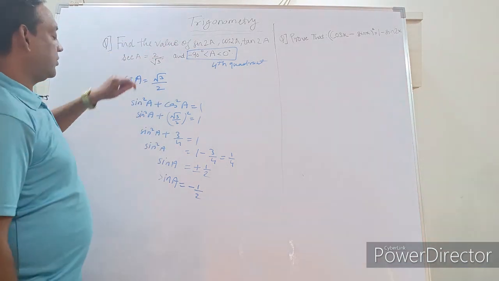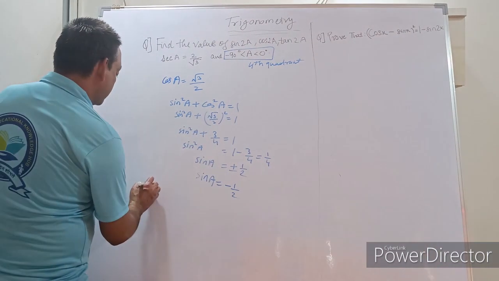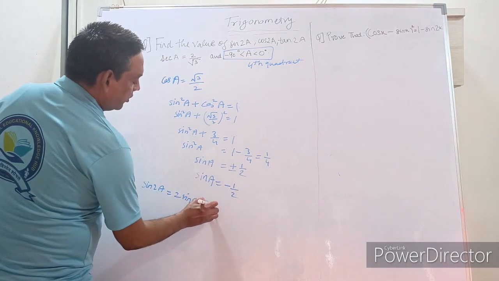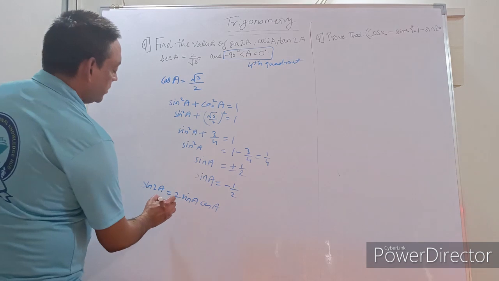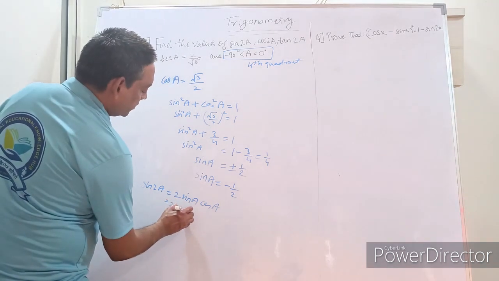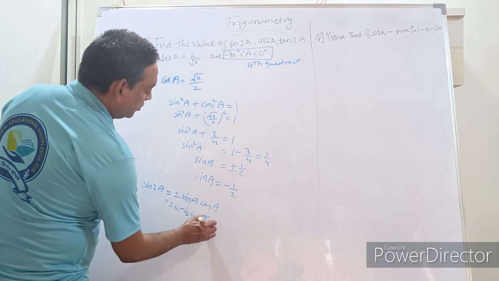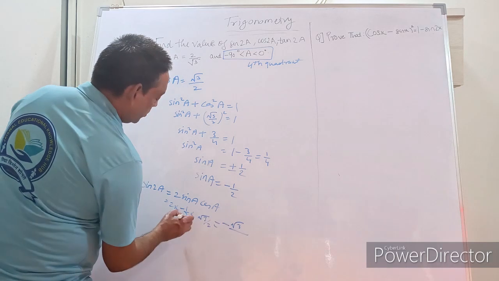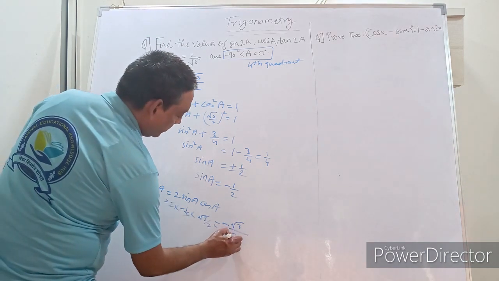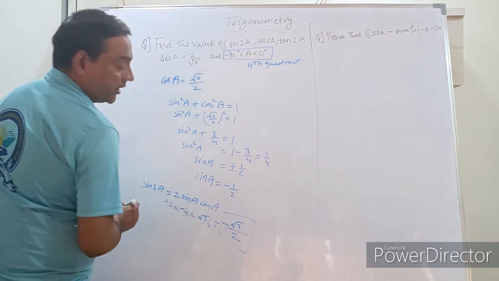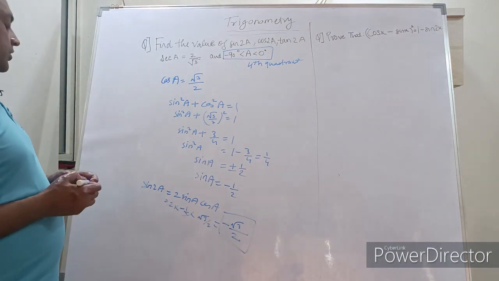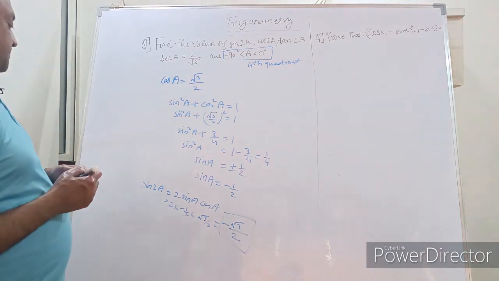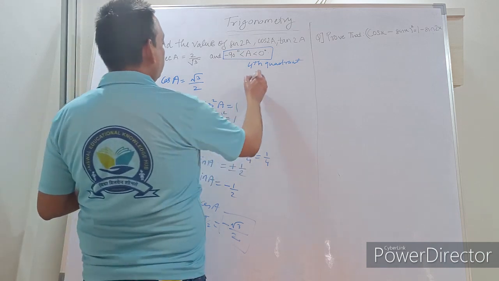What is sin 2a? So sin 2a is equal to 2 sin a cos a, which is nothing but 2 into minus half into root 3 upon 2, that gives you minus root 3 upon 2, and 2 get cancelled. So minus root 3 upon 2 is the answer for sin 2a. Okay, similarly we'll do the cos also.